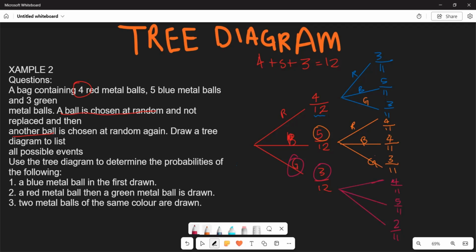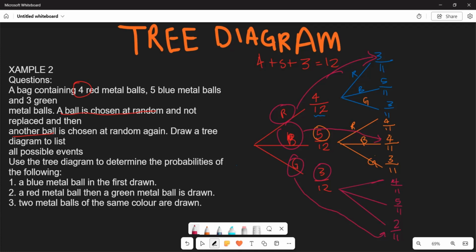Look, in all these branches, if you are observing, for the branch of red, we were taking a red. That's why the red number decreased. For the branch of blue, we are taking another blue. That's why the blue moved from 5 to 4. And for the branch of green, we are taking a green. That's why the green moved from 3 to 2. Okay, so basically, that's how you do it when you are understanding your tree diagram altogether.